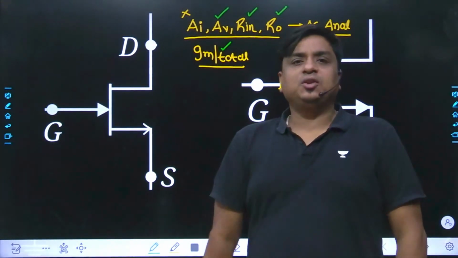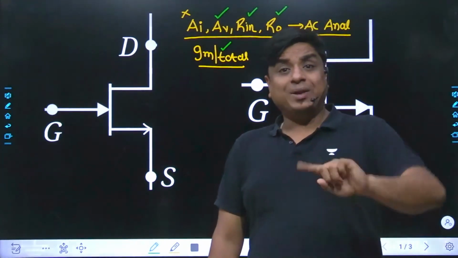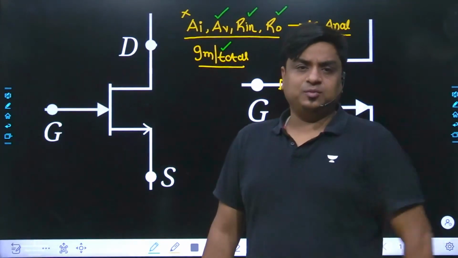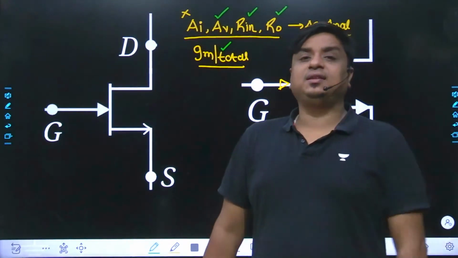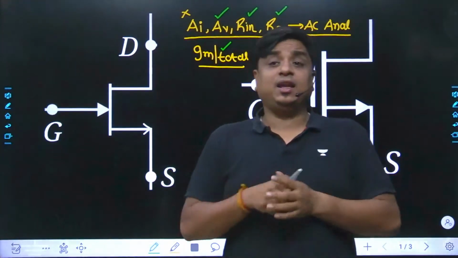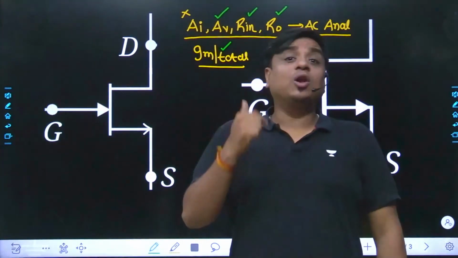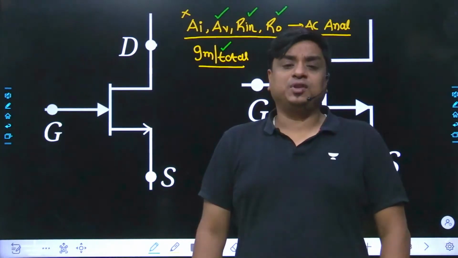See, whenever in the question they had been seeking ID, IS, whether the given MOS has been operating in triode, saturation, or the cutoff mode, this kind of question is where I need to take its DC equivalent. What does it mean by the DC equivalent? All of the AC sources would be removed. All of the capacitors would be taken with its reactance, and that is open circuited.